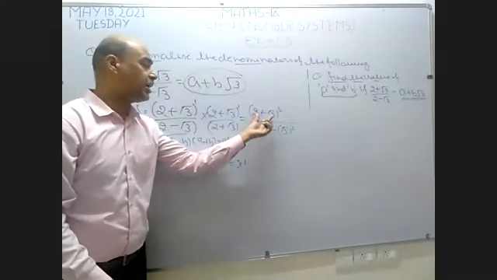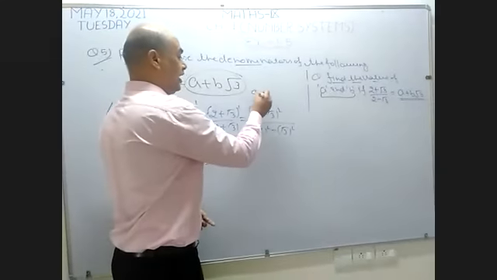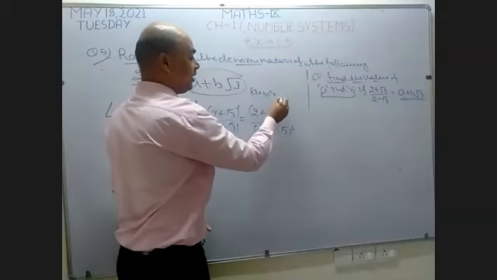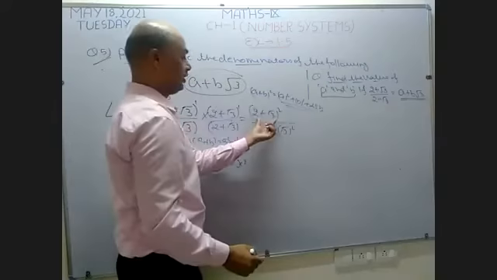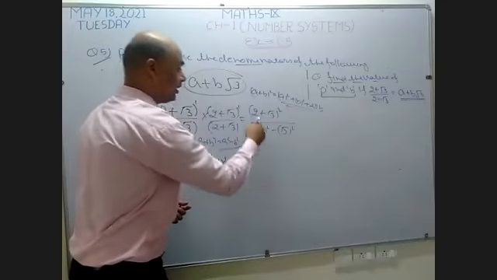Now I want to use the identity. The identity I want to use is (a + b)² = a² + b² + 2ab. I want to use this identity in the numerator. So I write here a². What is a? 2. I write 2². After that b². What is b?